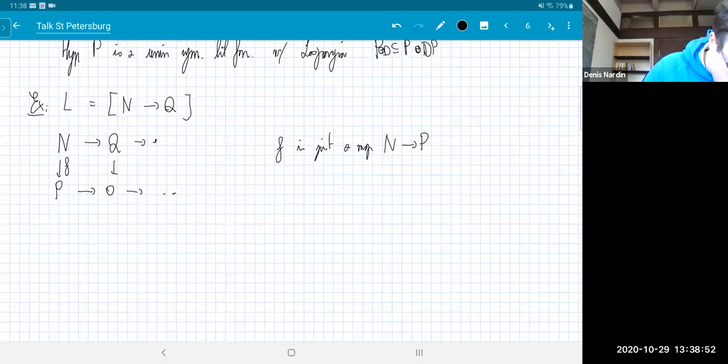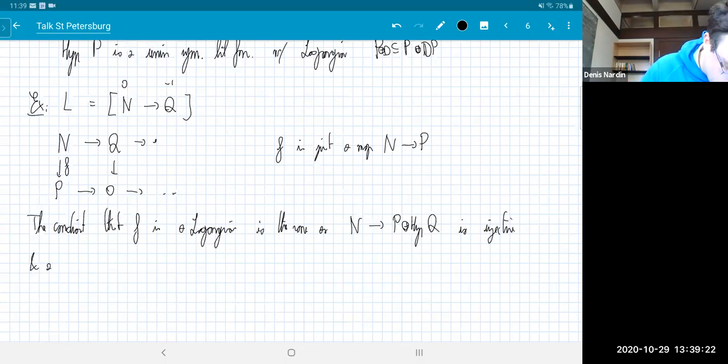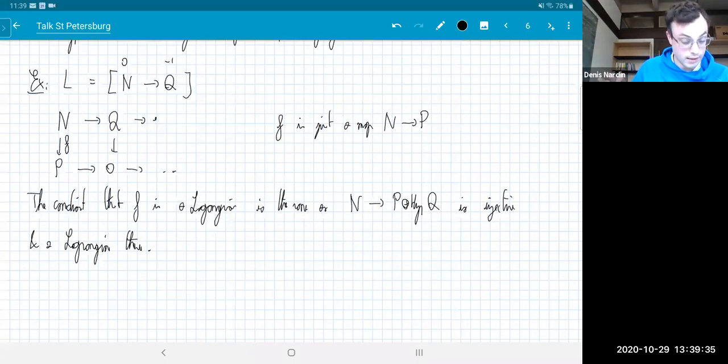Now let me see. It's a bit messy to work out, but the condition that F is Lagrangian, in this example where L is in degree zero and minus one, is the same as N goes to P plus hyp Q being injective and a Lagrangian there. So these degree two Lagrangians, for those of you that have already seen Witt theory a bit, show that P is stably metabolic instead of being just simply metabolic as Lagrangians in degree zero. So that's also a very good reason to consider Lagrangians that are complexes and not just projective modules.